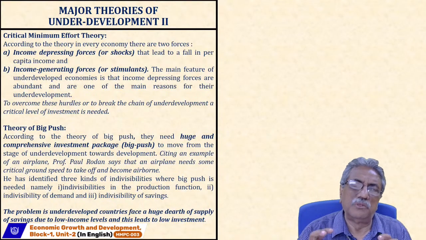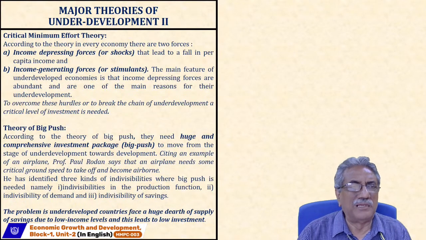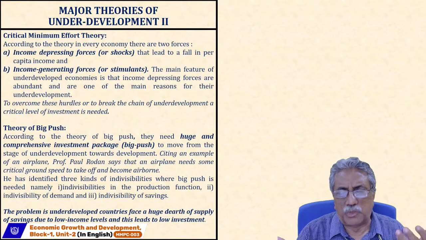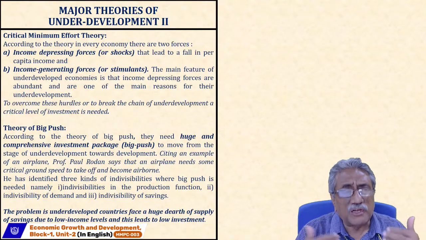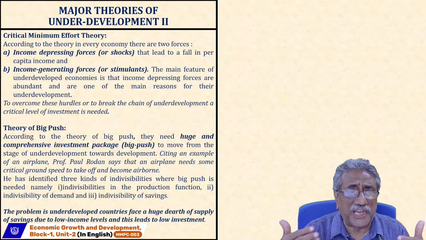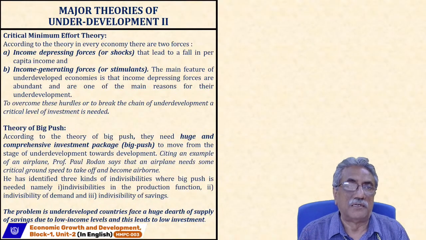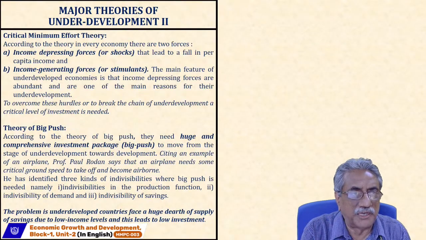Wherever you go, you get a low salary, a low income, and it's very difficult to make both ends meet. So where is the question of savings and other things? To overcome these hurdles, to break the chain of underdevelopment, a critical level of investment is needed. That is the theory. Critical minimum effort is there.